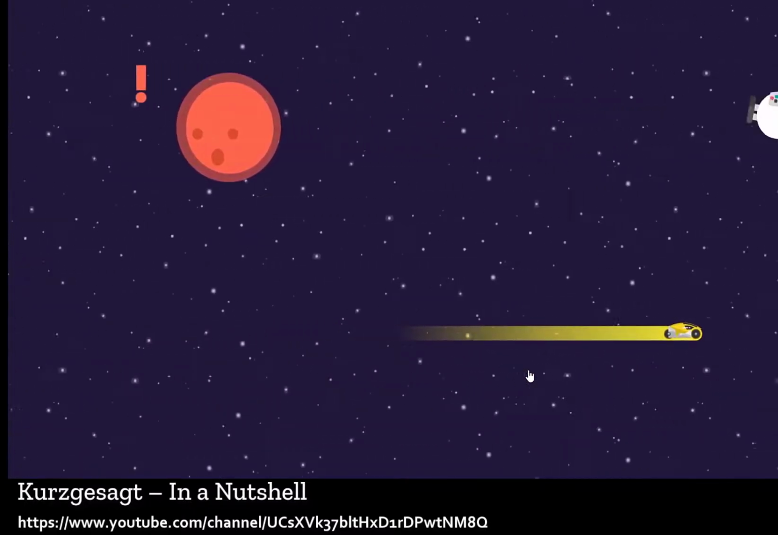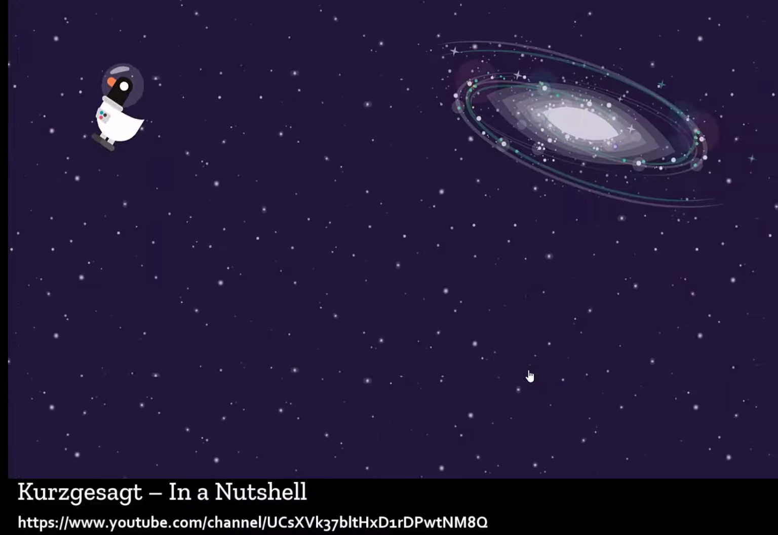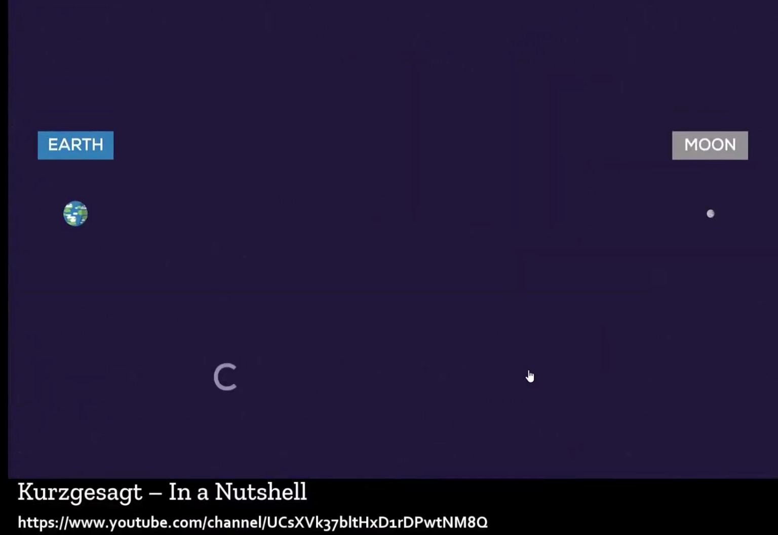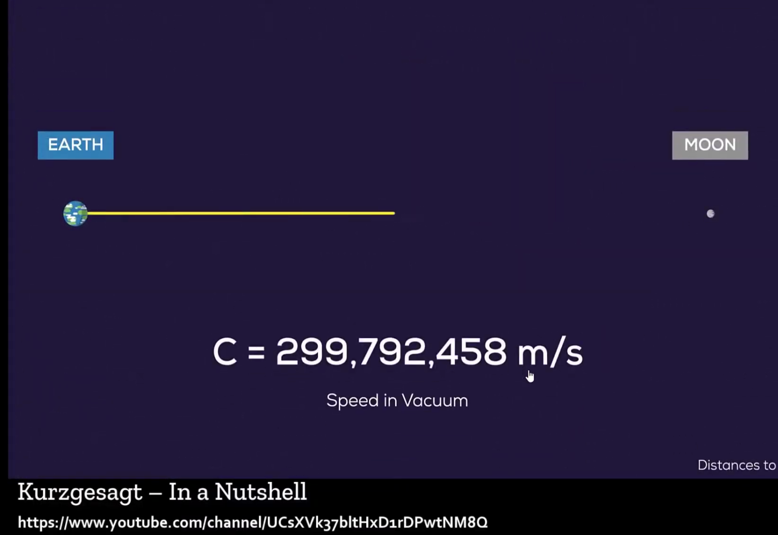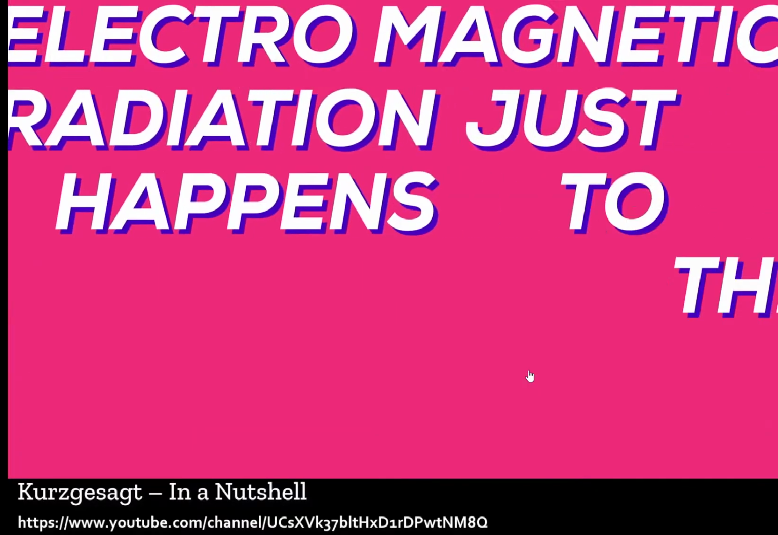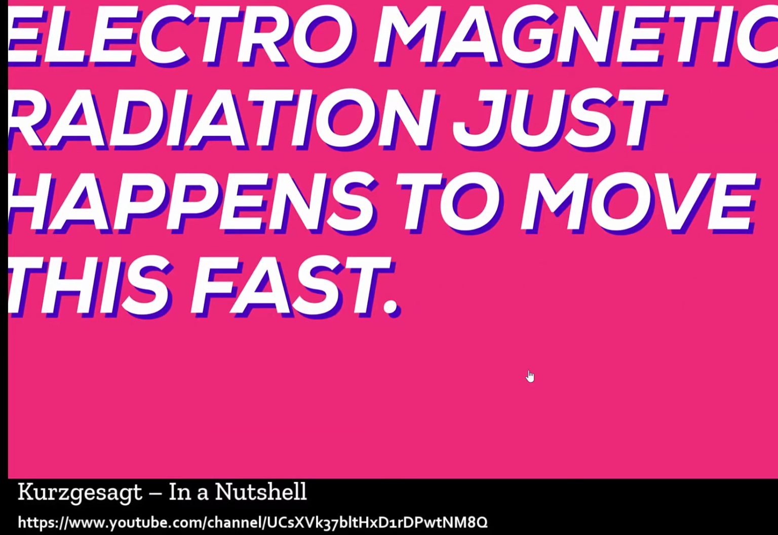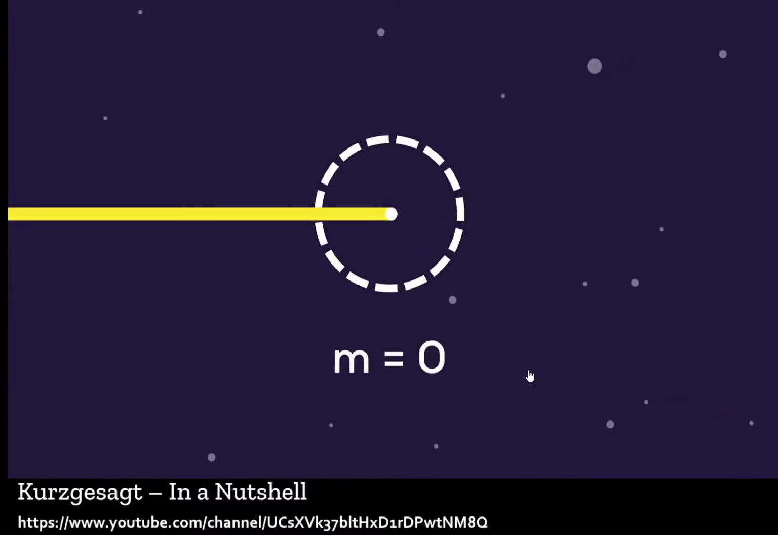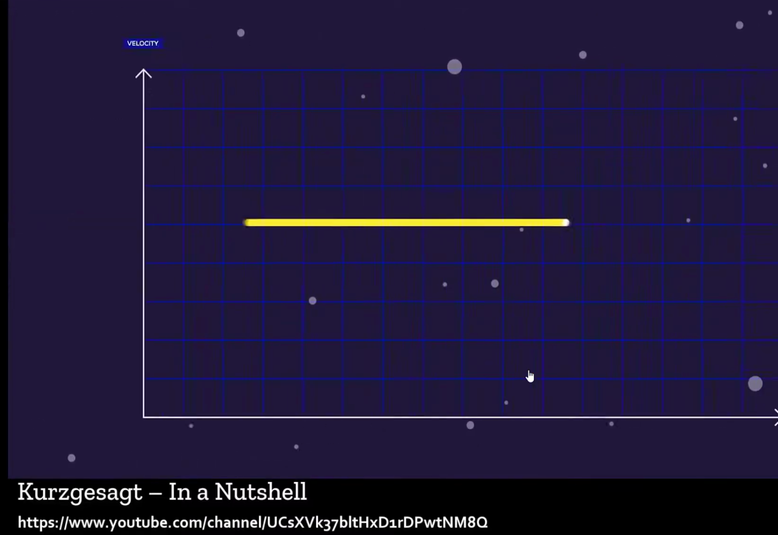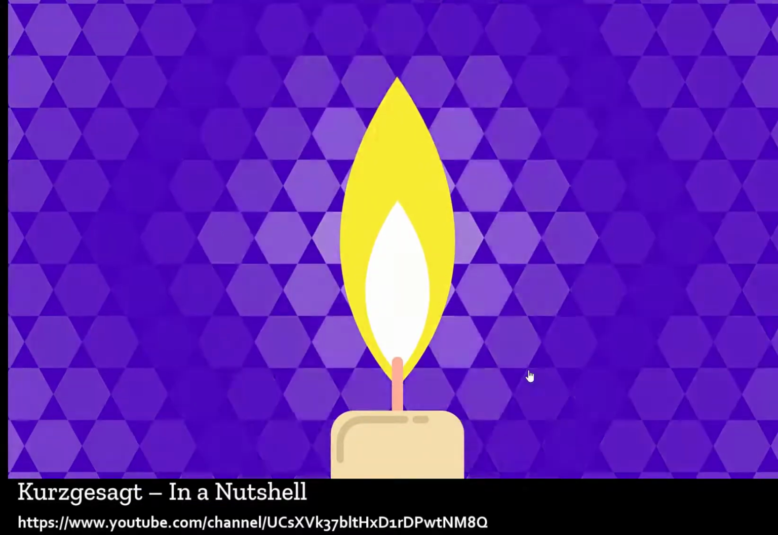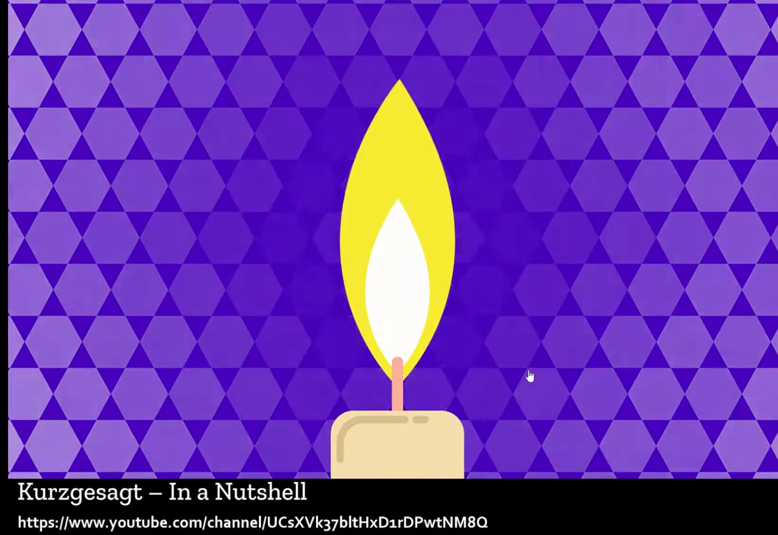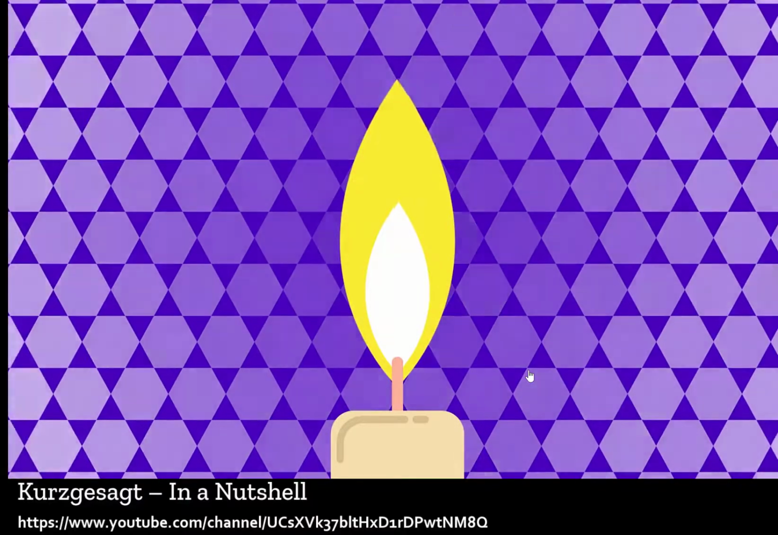Let's change the question. What is the fastest way to travel through space in the universe? It's c, exactly 299,792,458 meters per second in a vacuum. 1 billion kilometers per hour. Electromagnetic radiation just happens to move this fast. Any particle that has no mass travels at c, without acceleration or any in between. The light that's being released from a candle does not speed up until it reaches light speed. At the very instant of its creation, its speed is c.